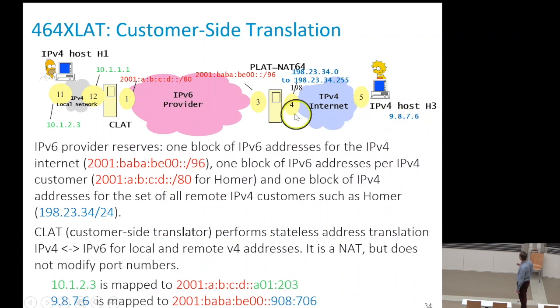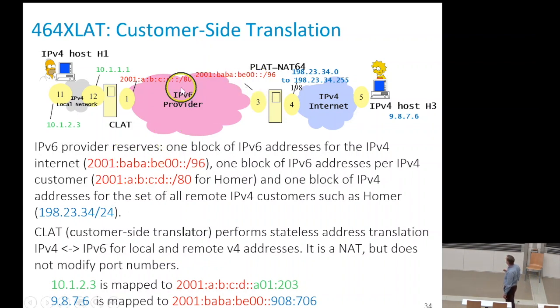9.8.7.6. Then, remember, we have this block that represents the IPv4 internet. So this CLAT knows the block. So the block is allocated by this local provider. So it knows this block. So whenever it receives an IPv4 packet from the local network that has destination this blue address, it will map it using the block that's reserved for mapping the IPv4 internet. So the job of the CLAT is very simple. It just maps mechanically. It's not like a true NAT. There is no state. It is stateless.